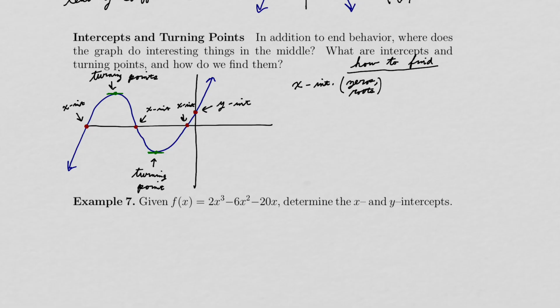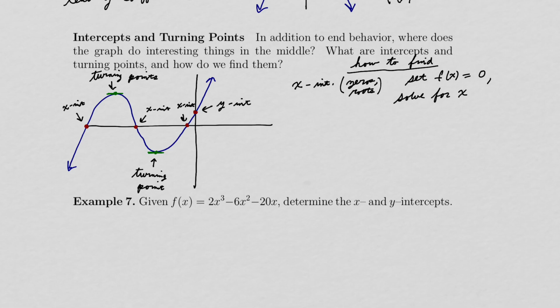Anyways, how do we do that? Well, we know how to do that, right? We set f of x equal to 0, which is like saying y is equal to 0, and we solve for x. We've done examples of that before, at least with quadratic functions and linear functions. Okay, so that's how to find x-intercepts.